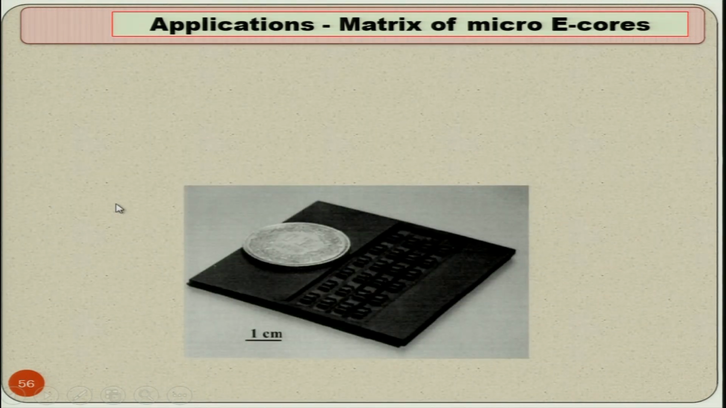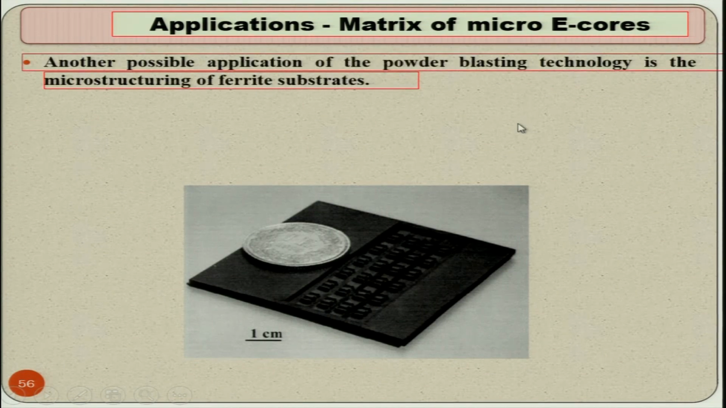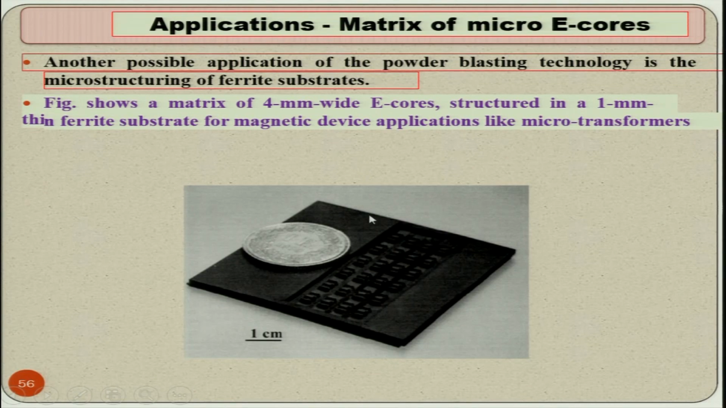Now, this is another interesting application. Now, see the scale, this is 1 centimeter. So, you have to compare all these things with this particular scale. Matrix of micro E cores. Another possible application of the powder blasting technology is the microstructuring of ferrite substrate. Now, this is the ferrite substrate. Figure shows a matrix of 4 mm wide E cores structured in 1 millimeter thin ferrite substrate. This is the thin ferrite substrate over here for magnetic device applications like micro transformers.